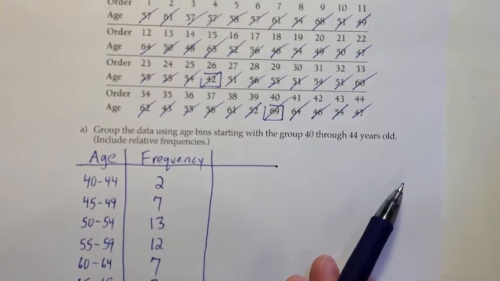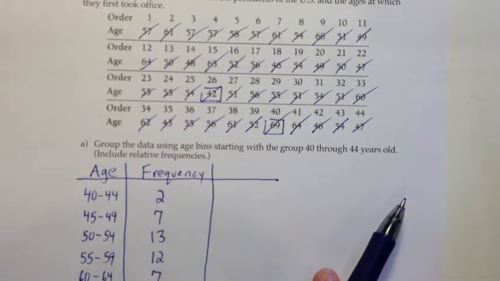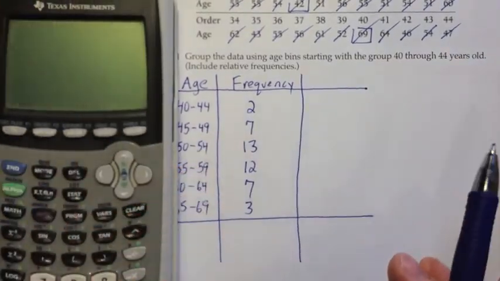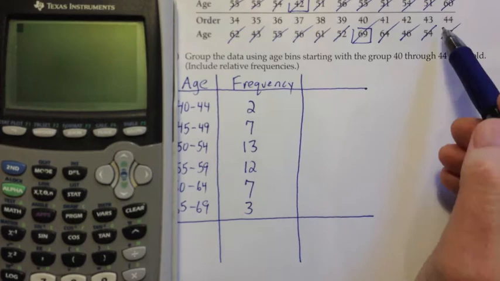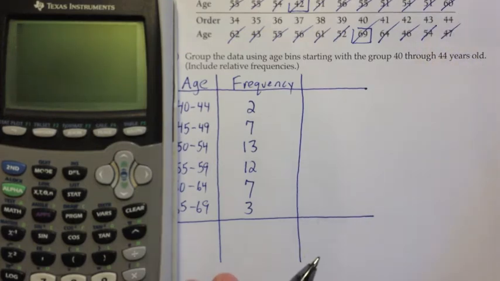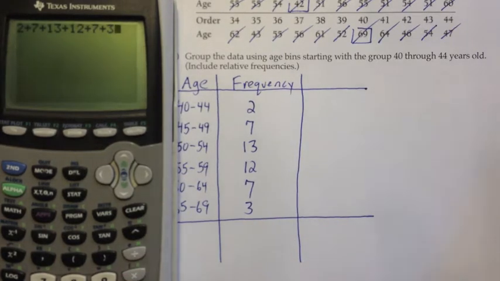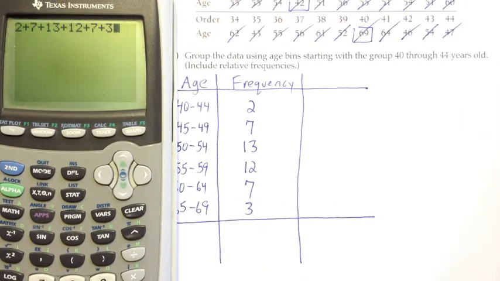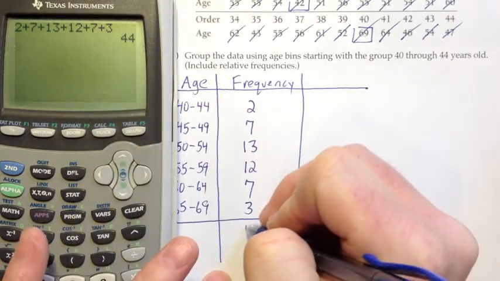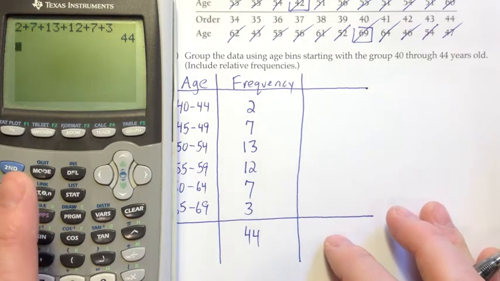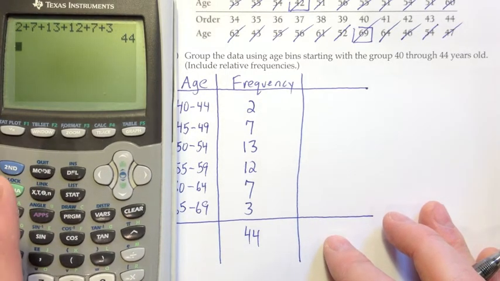I think it's really important that you cross those off as you go along, and let me just show you why real quick. If we go through and add up these frequencies, we should get 44, because according to the chart, there's been 44 presidents so far. So if we do 2 plus 7 plus 13 plus 12 plus 7 plus 3, just adding up these frequencies right there, that should give us the 44. I press enter and I do see that I have 44. So that means I didn't miss anybody. I got every president thrown into one of those categories.